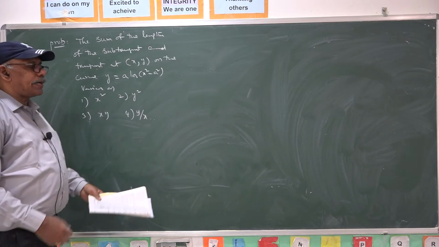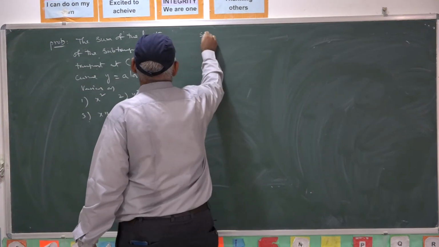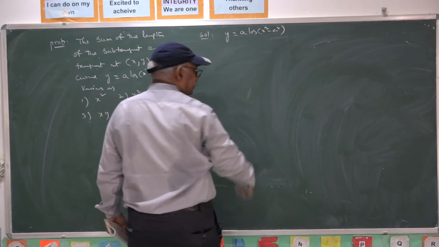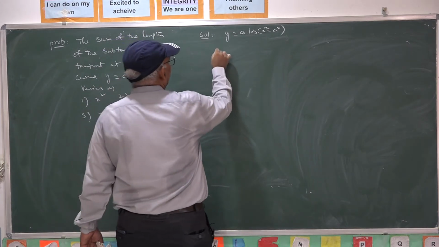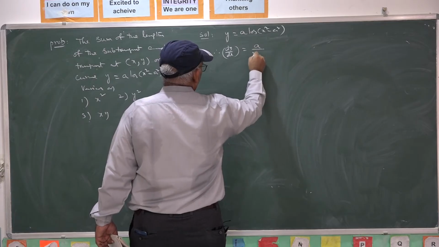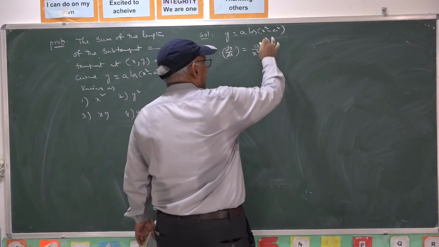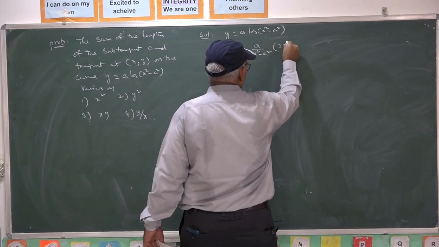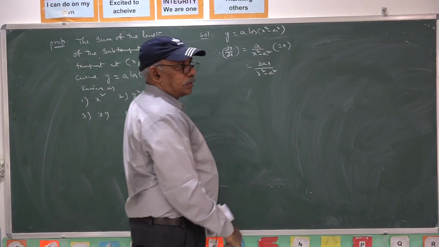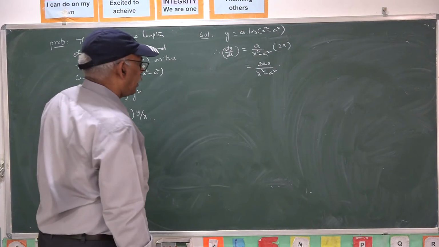The sum of the lengths of subtangent and tangent at a general point on the curve. So here the curve is y equal to a log of x square minus a square. Find dy by dx. Dy by dx is a by, for logarithm the derivative is 1 by x square minus a square, and for the derivative of x square minus a square we get 2x, that is 2ax by x square minus a square. This is the derivative.